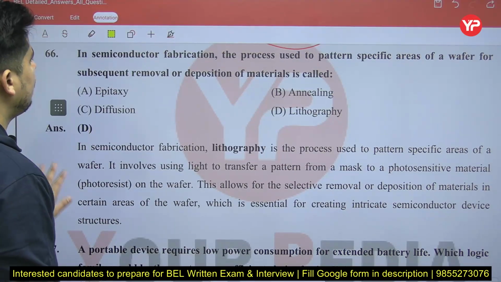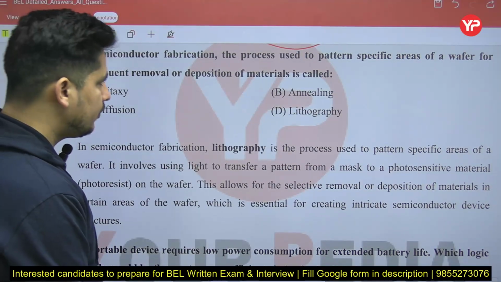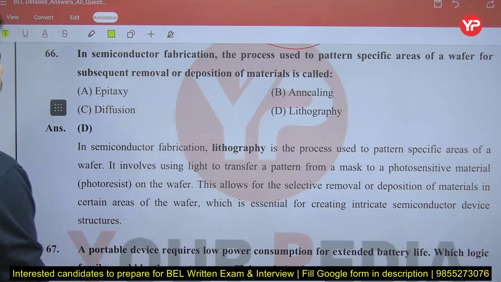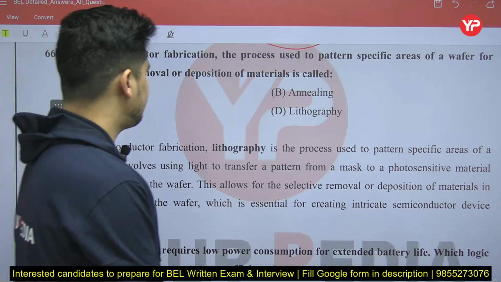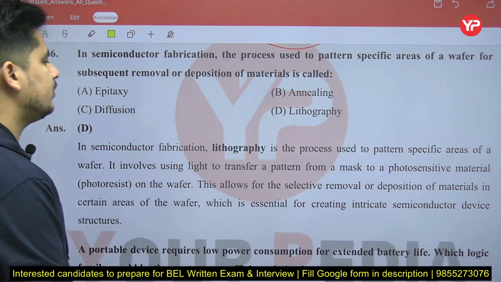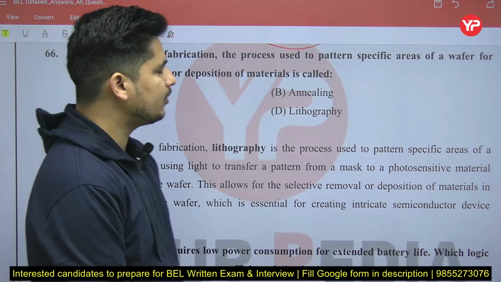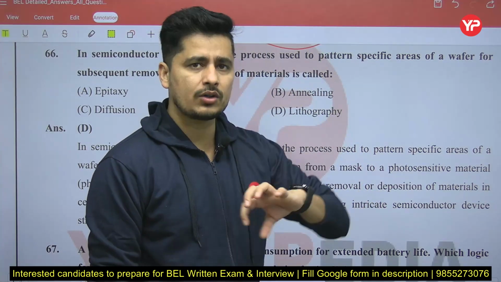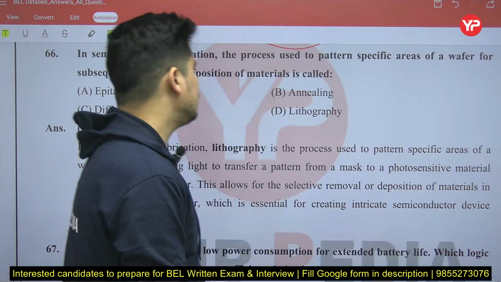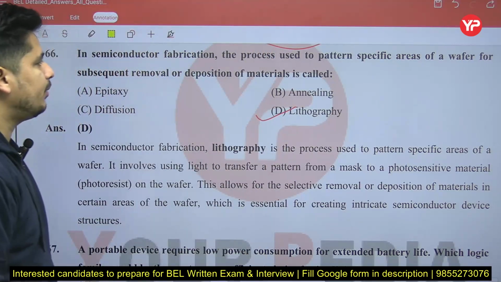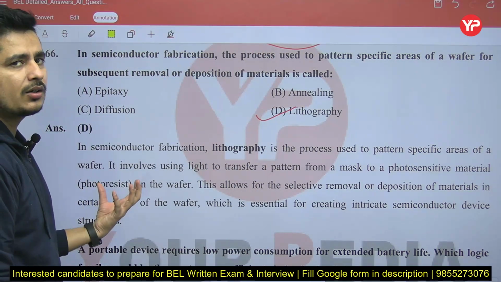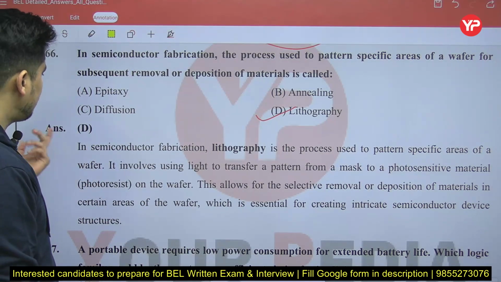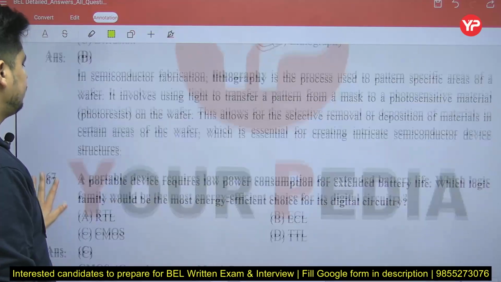In semiconductor fabrication, the process used to pattern specific areas of a wafer for subsequent removal or deposition of the material is called lithography. So see, basically there are several processes: annealing, lithography. Lithography is the process of removing several areas or introducing any area. So the answer will be lithography. When we study the fabrication of semiconductor materials, then we will see what lithography, annealing, epitaxy, diffusion are. These are the things there.